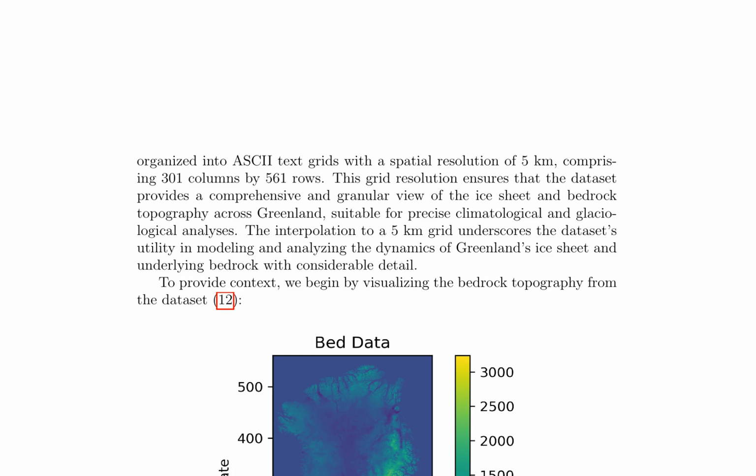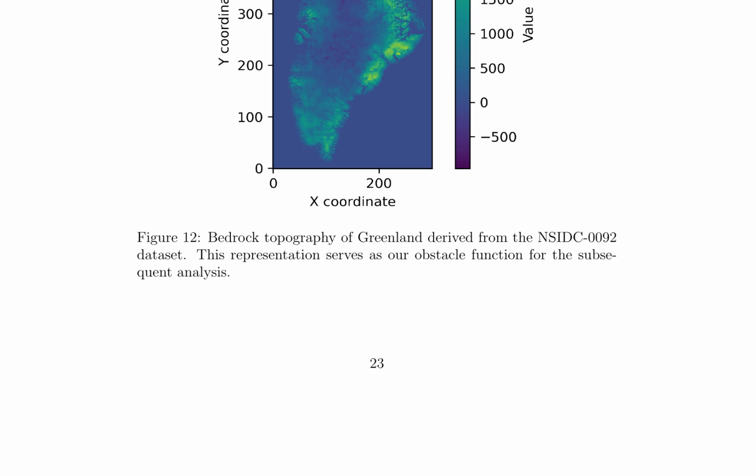The dataset NSIDC 0092, comprising 301 columns by 561 rows, provides a comprehensive and granular view of the ice sheet and bedrock topography across Greenland with a spatial resolution of 5 kilometers. This grid resolution ensures precise climatological and glaciological analyses. The bedrock topography from the dataset is visualized in Figure 12, serving as our obstacle function for the subsequent analysis.